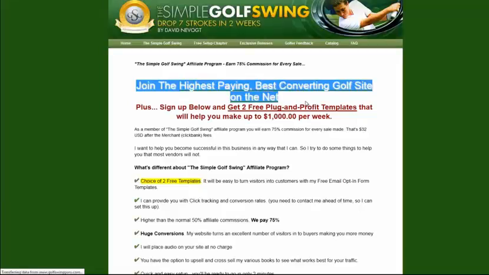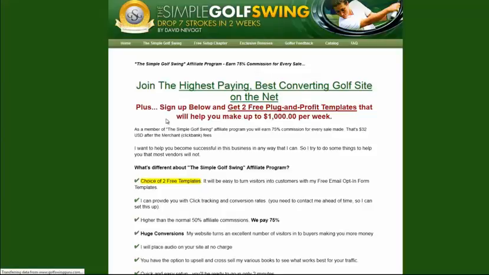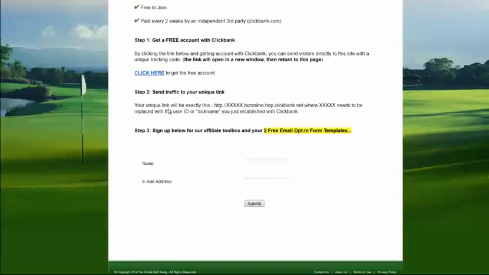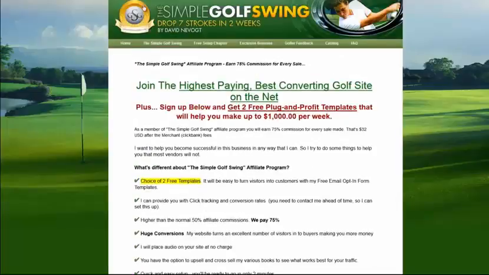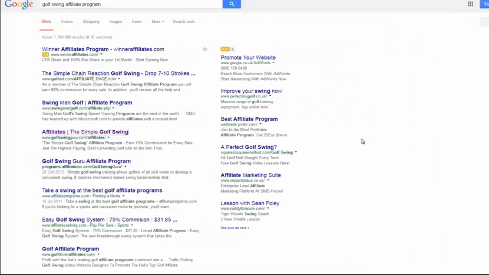Join the highest paying, best converting golf site on the net, and so on. Sign up below, and they'll give you some information about, for example, how they pay 75% commission. These people happen to run on ClickBank, so they'll instruct you to get a free account, etc. And there's a whole bunch out there, and that can be a great way of finding products no one else is promoting. But for the time being, like I said, I recommend that you start with ClickBank.